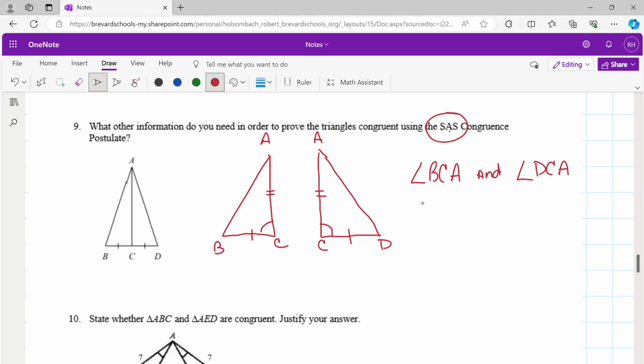Now, what if you were told AC is perpendicular to BD? Because this is going to be a multiple choice question tomorrow. All right? What other information do you need? If you were told AC is perpendicular to BD, what does that mean? What does perpendicular mean?